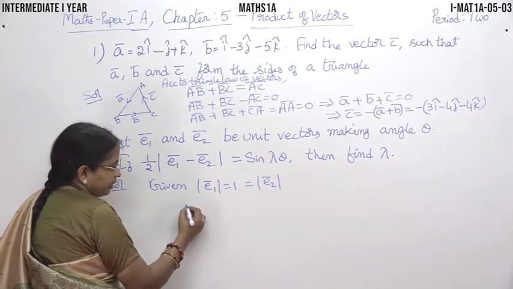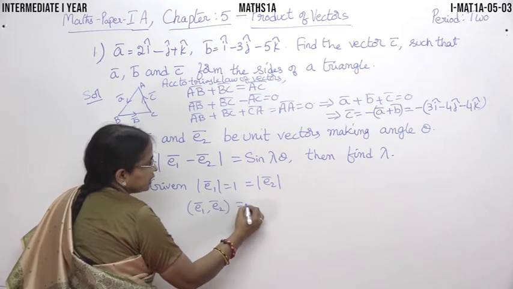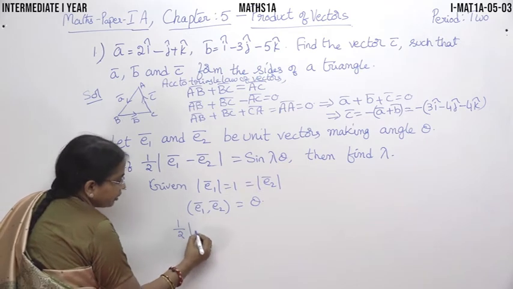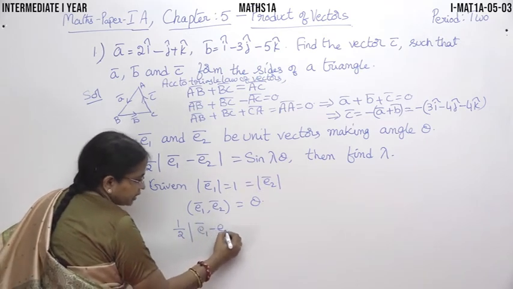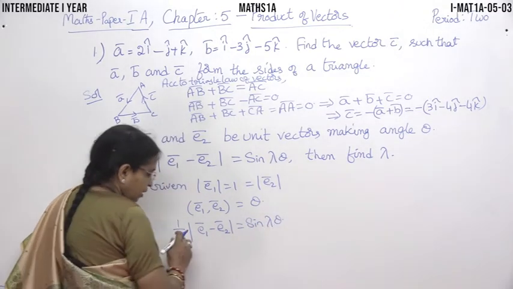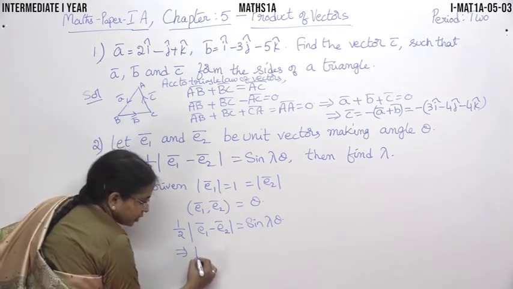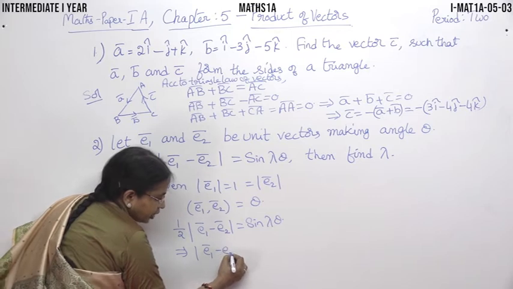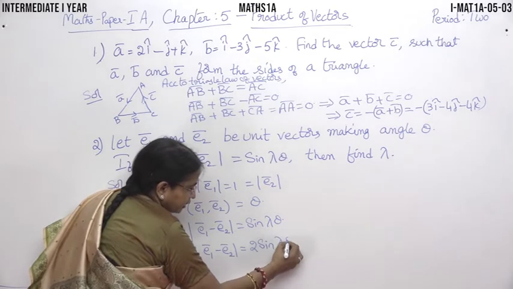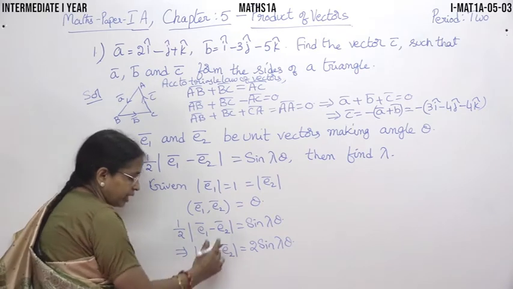And the angle between E1 and E2 is theta. Now, you are also given half into modulus of E1 minus E2 is equal to sine of lambda theta. Now, take 2 to that side. We'll simplify this. So, it is mod of E1 minus E2 is equal to 2 into sine of lambda theta. Then, whenever you have modulus, as I said, you should square on both sides.